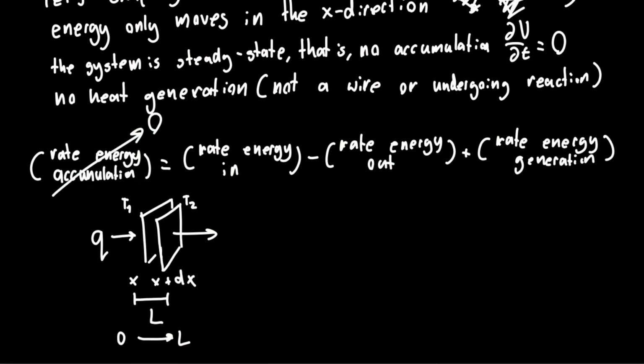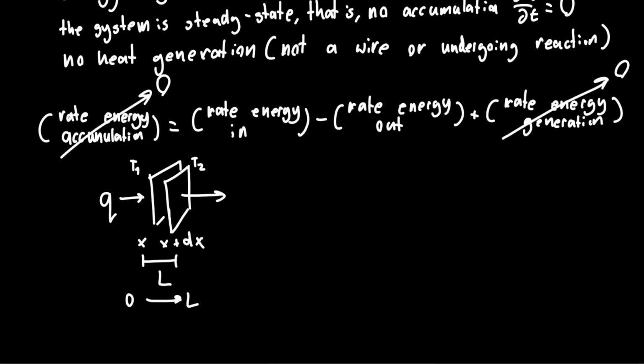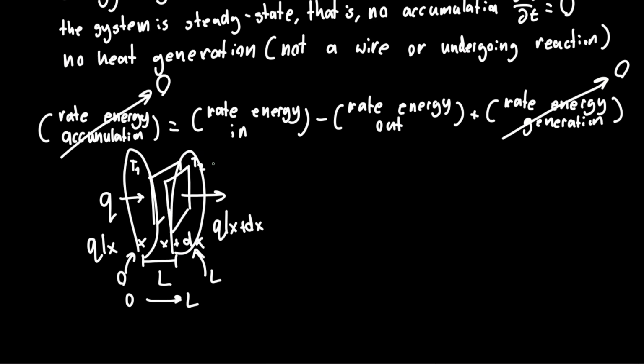So accumulation goes to nothing, generation goes to nothing, and here we can say that the rate of energy coming in is Q at x, and the rate of energy coming out is Q at x plus dx. So here, this is at point 0, this is at point L, and this is a boundary condition. At x equals 0, it's T1, and at x plus dx, or L, it is T2. This will come in handy later.